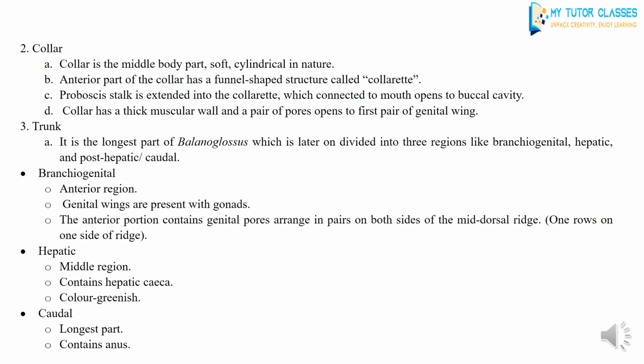Trunk. It is the longest part of Balanoglossus, which is further divided into three regions: branchiogenital, hepatic and post-hepatic or caudal region. The branchiogenital region is the anterior region, which contains the genital wings with gonads. The anterior portion contains genital pores arranged in pairs on both sides of the mid-dorsal ridge, one row on each side of the ridge. The hepatic region, the middle region, contains hepatic caeca, which are greenish in color, and the caudal region, which is the longest part, contains the anus.